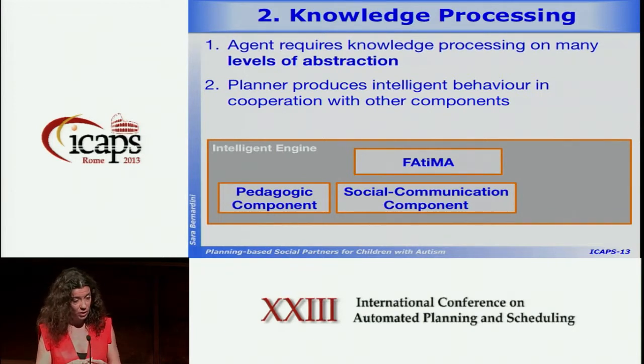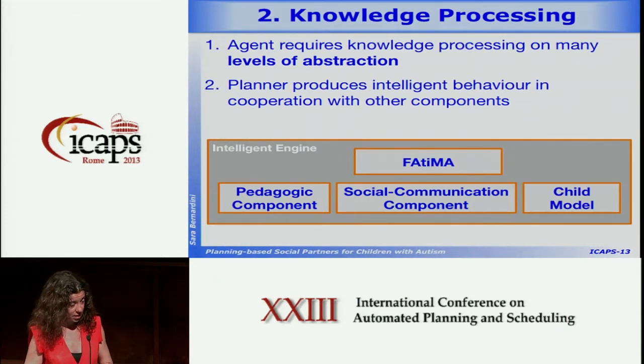Then we have a social communication component that helps the planner to interpret the actions of the child from a social communication standpoint. So, for example, if the child gives an object to the agent, the agent needs to understand that this is responding to a bid for interaction, for example, if the agent asks for that object. And this has not been done in the planning part, but is done by the social communication component.